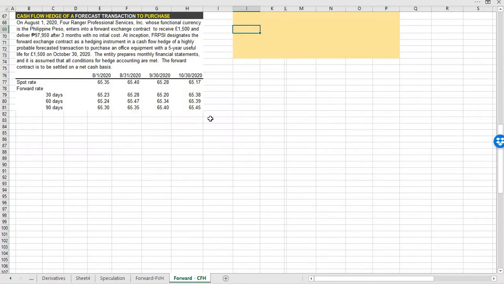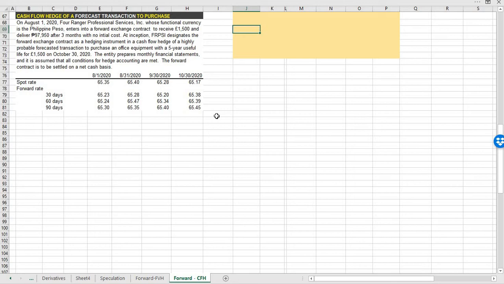So, ngayon, nandito na tayo sa ating Excel file. So, bago tayo mag-start ng ating preparation ng journal entry, ganun uli, gawin muna natin yung ating schedule for the monitoring ng changes in the exchange rates. Pero this time, isa na lang ang ating gagawan ng monitoring ng fluctuation ng exchange rates. So, this will be for the hedging instrument only, kasi nga, ang ating hedge item dito is a forecasted transaction.